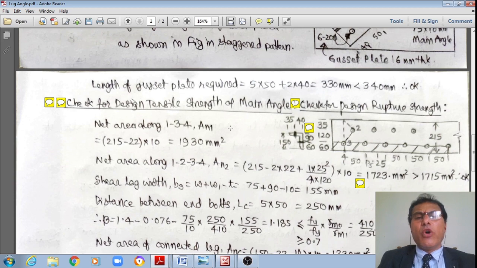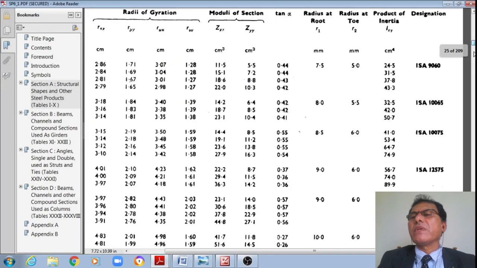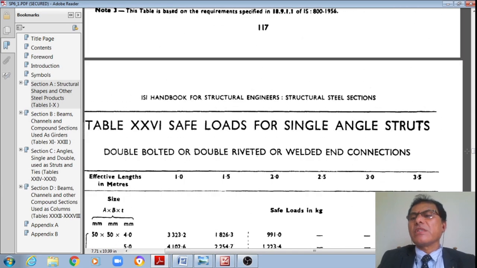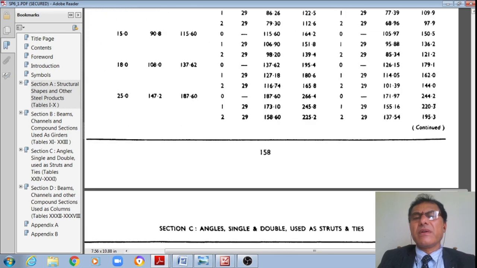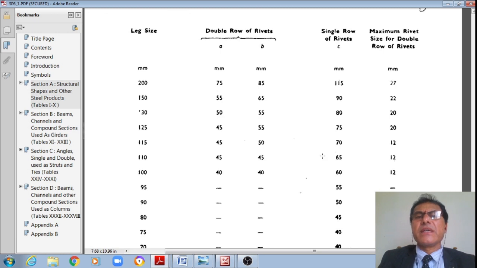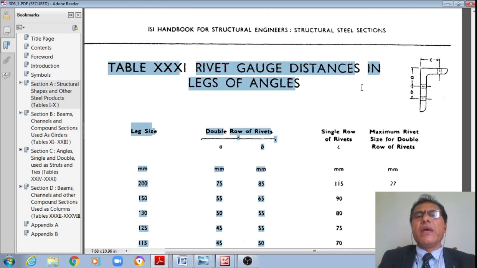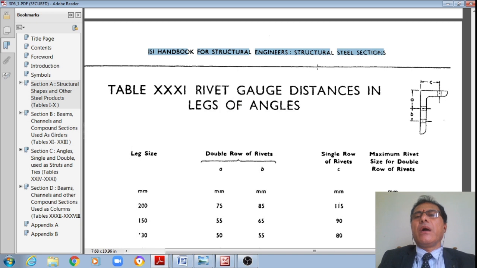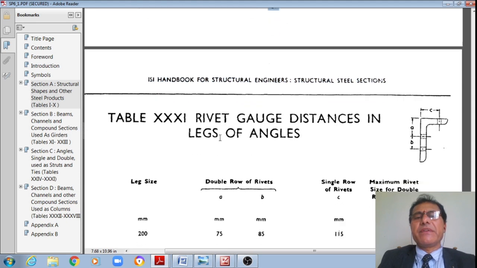Now, once I open this, let me go to the SP61 1964 table 31, page number 168. Just wait for a moment. Student, let me go to that page number 168. Yes, this is it: Table 31, rivet gauge distances in legs of angles, from the ISI handbook for structural engineers, steel sections, SP61 1964, from page number 168.